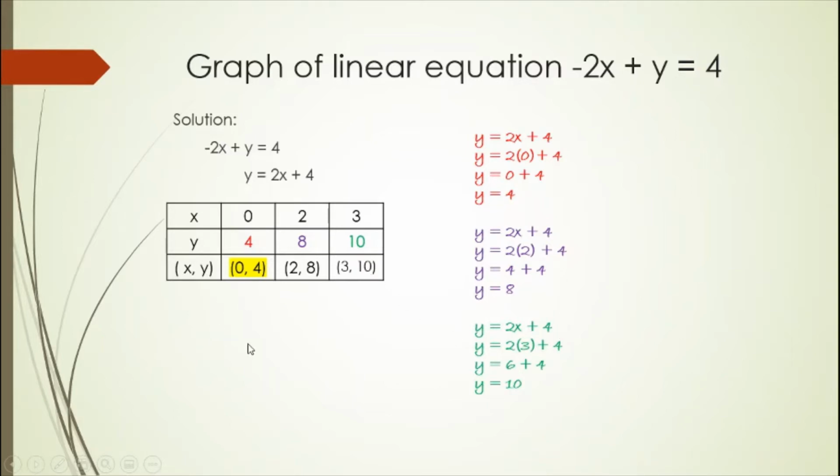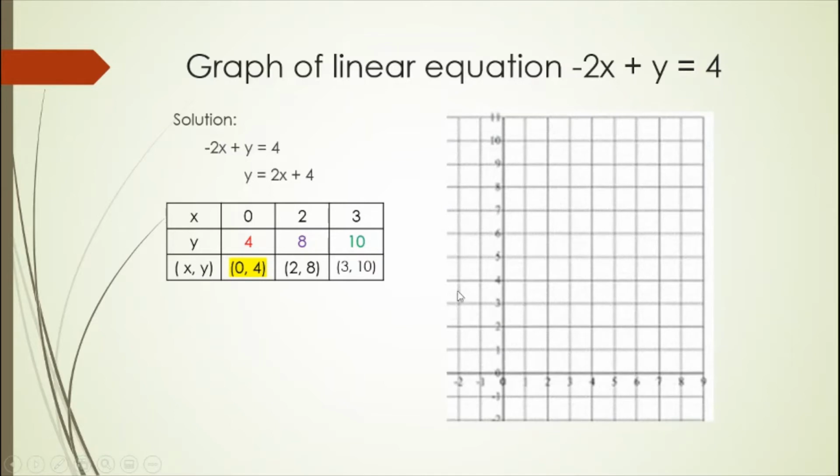Let's proceed now to the graph of the equation. So, first, gaya ng ginawa natin sa ating previous lesson, we start by plotting the point 0 and 4. So, dito is 0, ito yung 0, and 4. So, ito yung ating first point, 0, 4. Next is 2, 8. So, we have 2, akyat, then 8. There. So it's 2, 8.